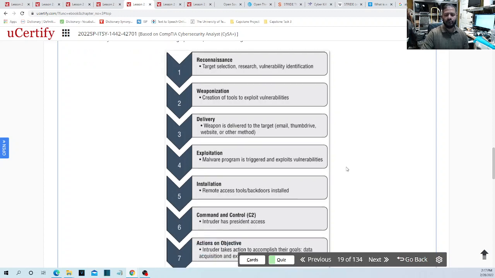Number four, exploitation. Now that the virus has been delivered, it has not been executed yet. In step number four, they are going to actually trigger that virus. The virus will execute itself. The malware, not necessarily a virus, could be a worm, virus, spyware, any kind of malware. Whatever that malware is, it is now executed. So it actually worked.